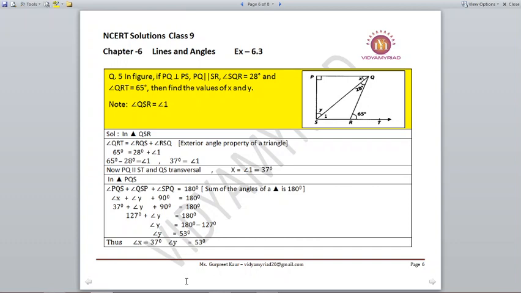Don't forget to write the reasons. Whatever property you are using, you must write the reason. Even if it is repeating, still write it down.